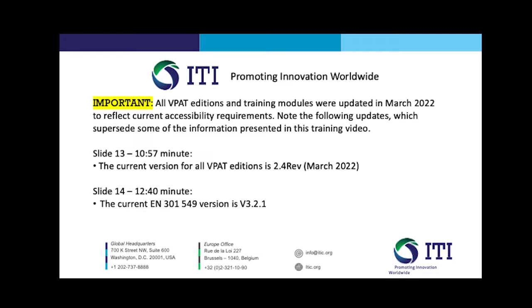Important: for this module, all VPAT editions and training modules were updated in March 2022 to reflect current accessibility requirements. Note the following updates, which supersede some of the information presented in this training video. On slide 13 at 10 minutes 57 seconds, the current version for all VPAT editions is 2.4 Rev, dated March 2022. On slide 14 at 12 minutes 40 seconds, the current EN 301-549 version is V3.2.1.